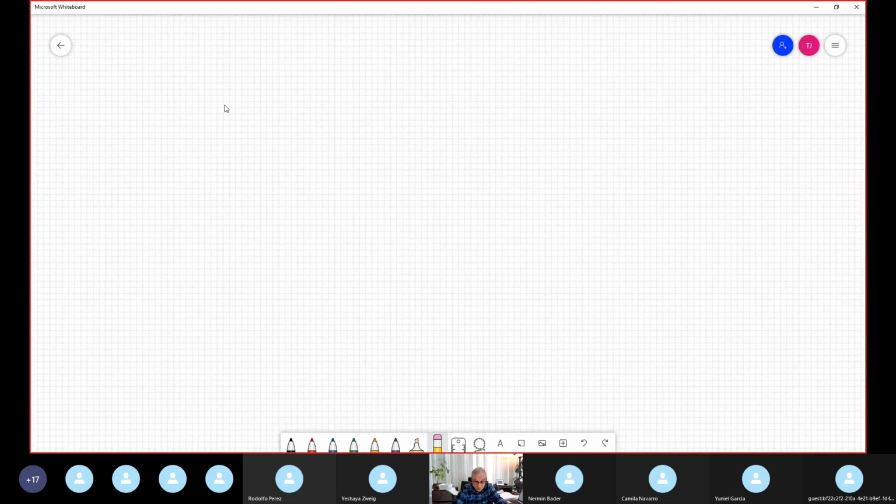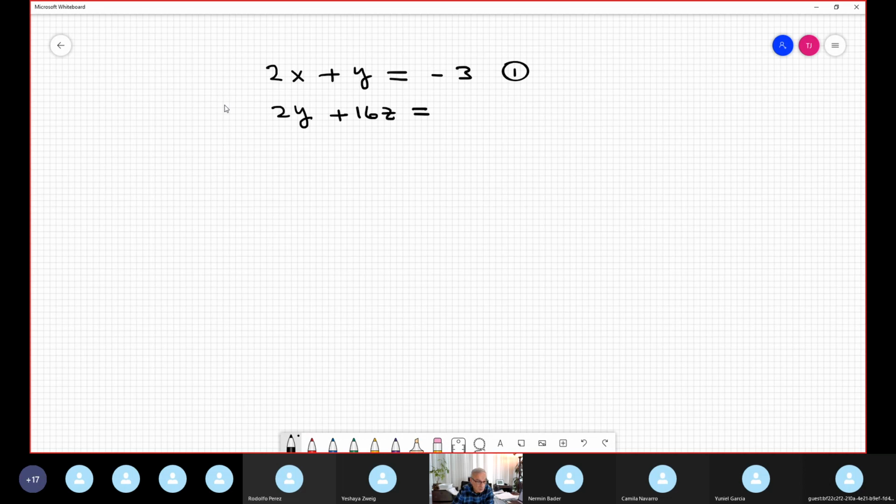This is a new example in which, for example, the first equation is 2x plus y equal negative 3. This is equation 1. The second equation is 2y plus 16z equal negative 10, equation 2. And the last equation is minus 7x minus 3y plus 4z equal 8. Equation 3.